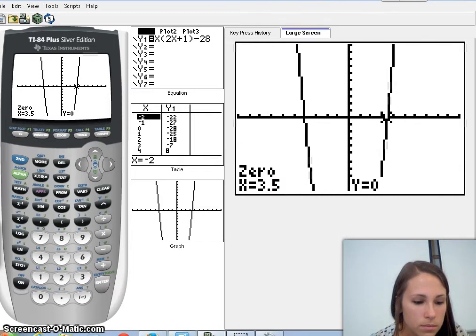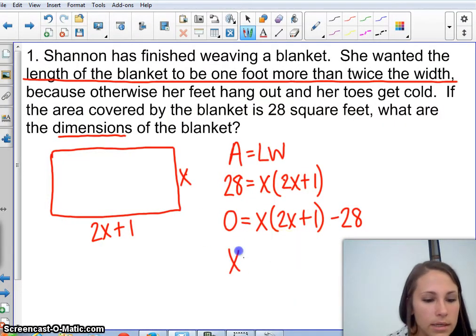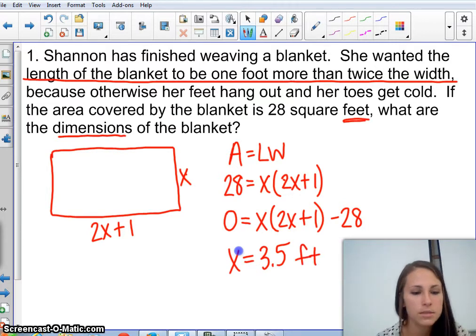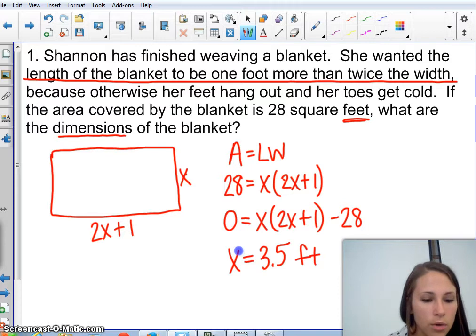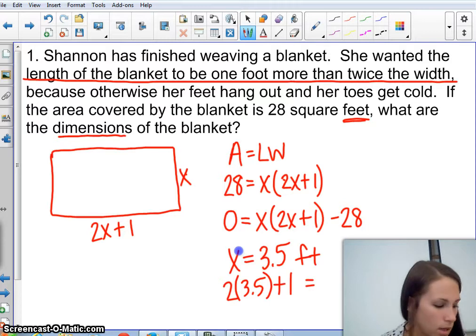Whenever I go back over here, I found what x is. X is 3.5, and we need to make sure we put units. So my units are feet. So x is feet. So if I'm finding the other dimension, I'm going to say 2 times 3.5 plus 1. And when I do that, that's going to give me 8 feet.